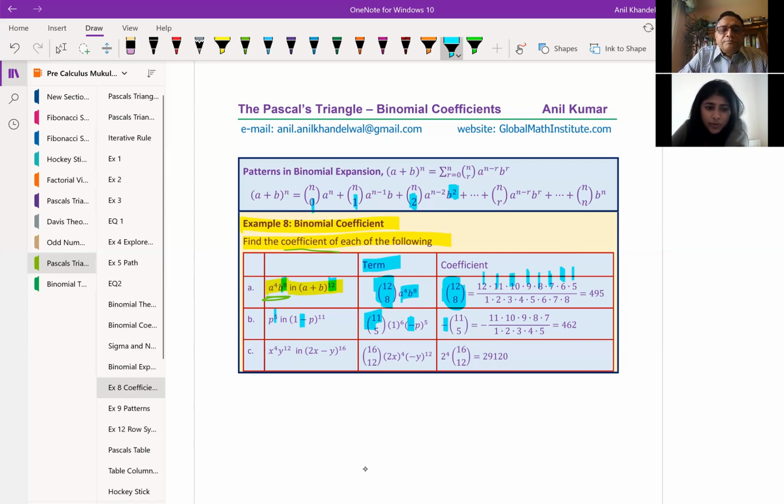x to the power of 4 times y to the power of 12 in (2x minus y) to the power of 16. Yes. Now, what is the answer? So would y to the power of 12 be the b part? Yes. Okay, so you do 16 choose 12 times (2x) to the power of 4, minus y to the power of 12. Do you see that? So when you open, 2 to the power of 4 will be part of your coefficient.